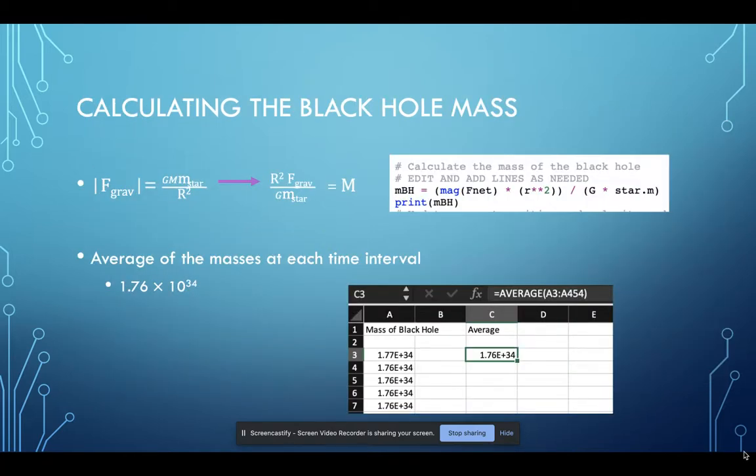So calculating the mass of the black hole, I did this by rearranging the formula for gravitational force so that the mass of the black hole was equal to r squared times F, the force of gravity, which in our case is F net, divided by the gravitational constant times the mass of the star. So what I found the mass of the black hole to be was 1.6 times 10 to the 34th. I did this by taking the average of the black hole mass at all of the points from the calculation loop.